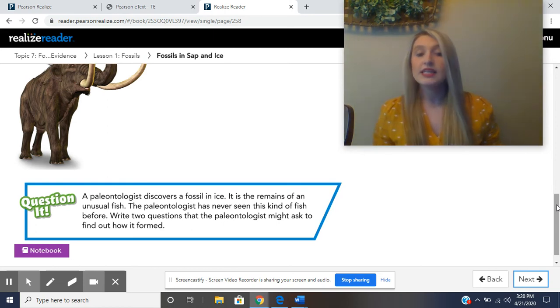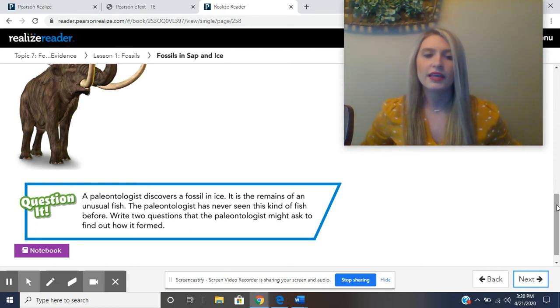It is the remains of an unusual fish. The paleontologist has never seen this kind of fish before. Write 2 questions that the paleontologist may ask to find out how it formed.